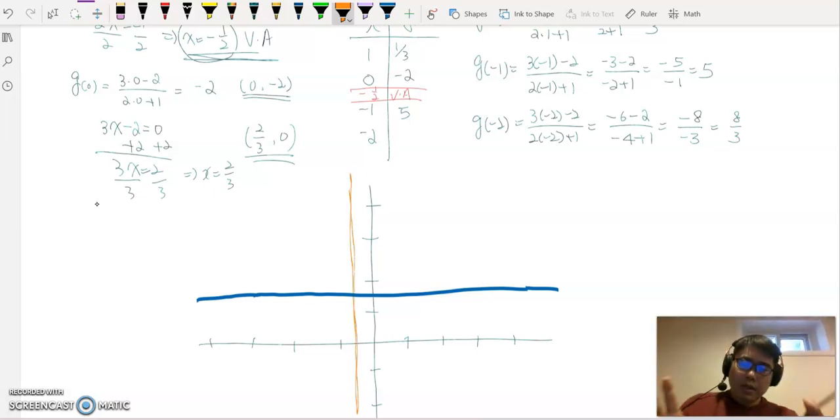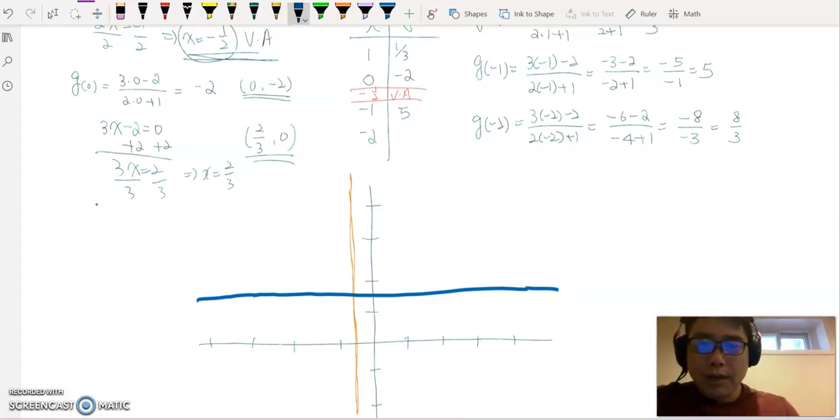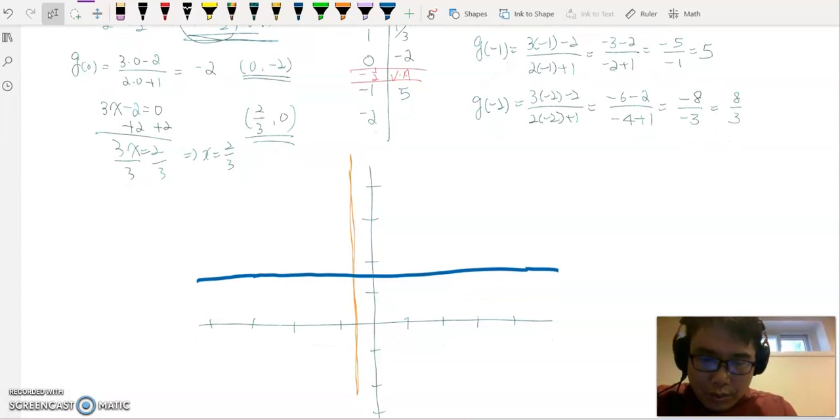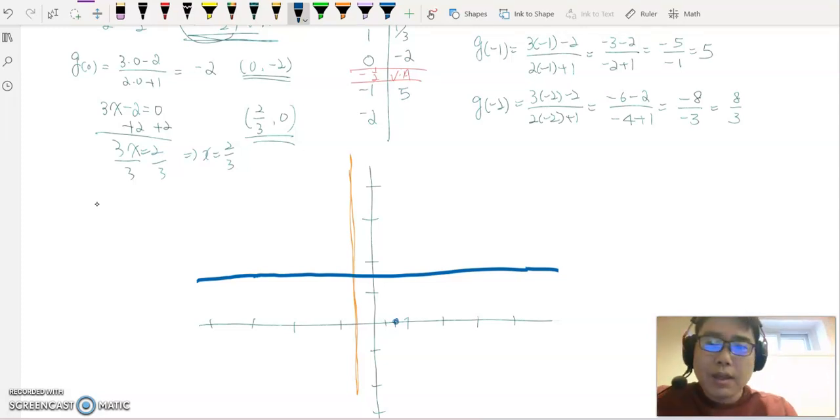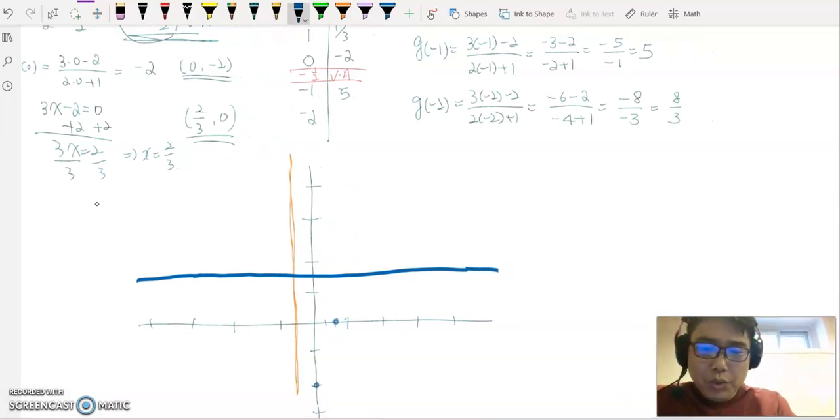Okay. So as you see, the vertical and the horizontal asymptotes divide the graph into two different sections. And now I indicate the given values. So (2/3, 0) right here. And then (0, negative 2) right here. And the known value (negative 2, 8 over 3), which is about 2.7, so around here. And (negative 1, 5) over here.